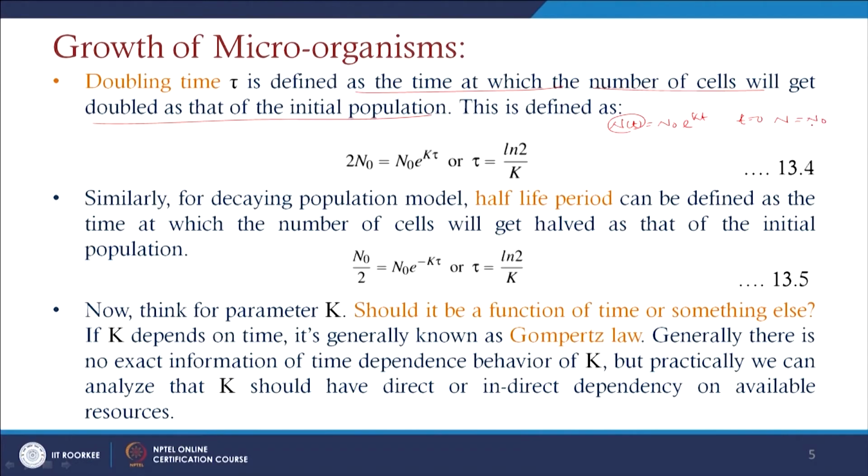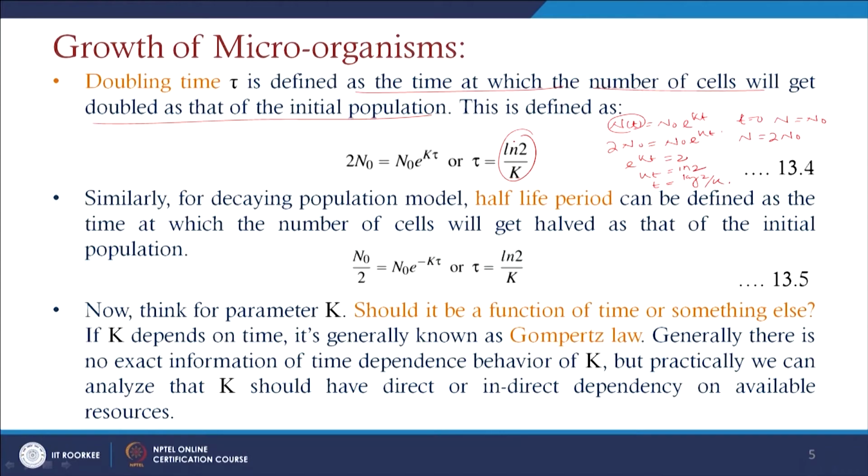If we consider n equals 2n0 at some level, we can directly replace n of t as 2n0. This is nothing but n0 e to the power kt, and n0 will cancel out. So e to the power kt equals 2, then kt equals ln2, and t equals ln2 by k, which is the final solution here.